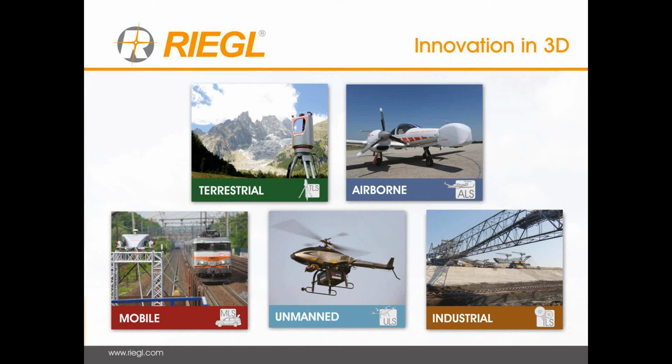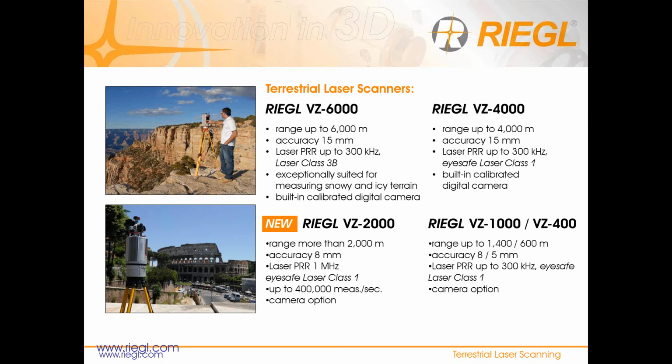But we also make airborne systems all the way up to high altitude systems going up 20,000 feet. Mobile systems for rail, marine, transportation corridors, etc. Unmanned, exactly, and industrial. If you're in the industrial region, then you'll know of our systems. That's kind of where we started. We still manufacture a good number of systems for that.